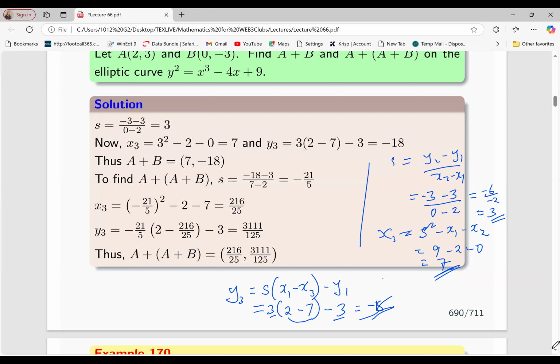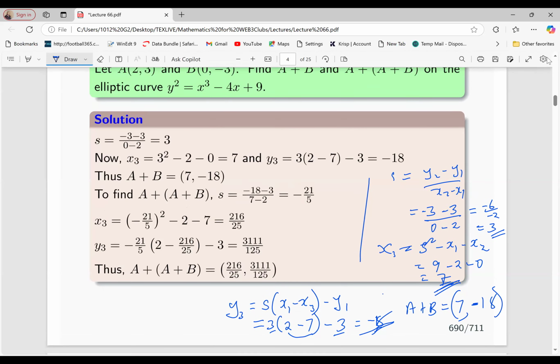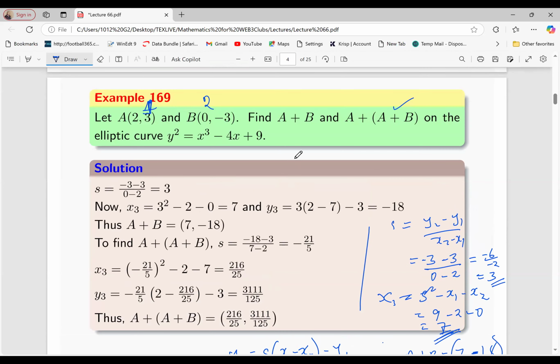So that means we've added a plus b. A plus b, therefore, is the point x3, which is 7, and y3, which is -18. This is the new point. Now, we know that when we do associativity, the point we get must also be on the graph. That is what the question is saying.